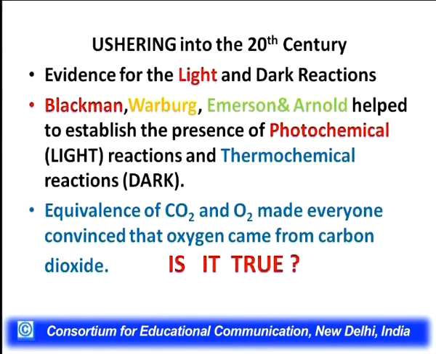Then, ushering into the 20th century, we know that things moved very quickly now, at a very fast pace. There was evidence for light and dark reactions. Scientists like Blackman, Warburg, Emerson and Arnold, many of them Nobel laureates, also helped to establish the presence of two parts of photosynthesis, namely the photochemical or the light reaction and the thermochemical or the dark reaction.